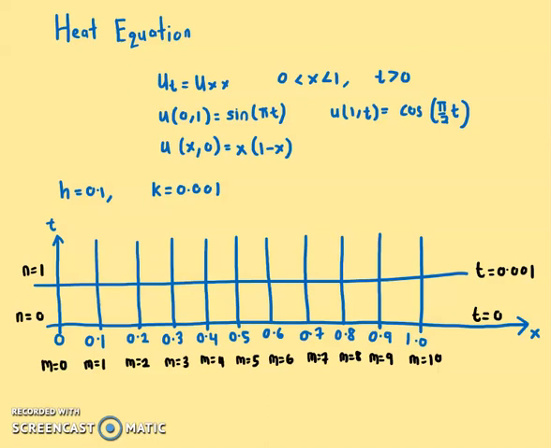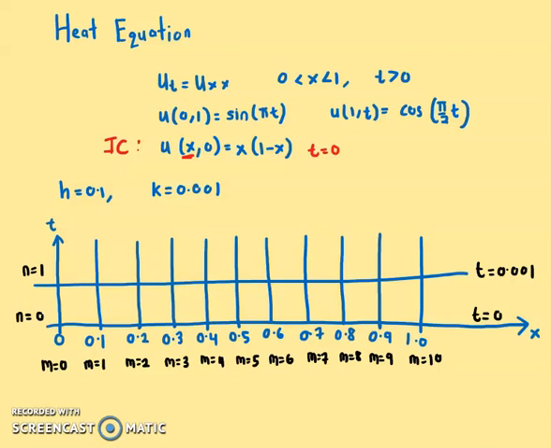Hi everyone, today I'm going to show you the continuation video on how to solve this heat equation using a numerical approach. The numerical approach that we're going to consider is the explicit 4-point scheme. If you look at this heat equation here, we have the initial condition. This is my initial condition, which is at t equals 0.